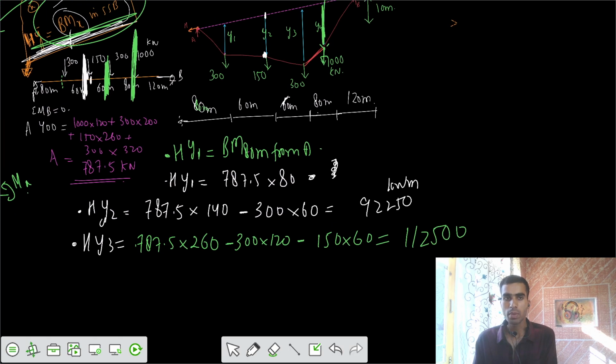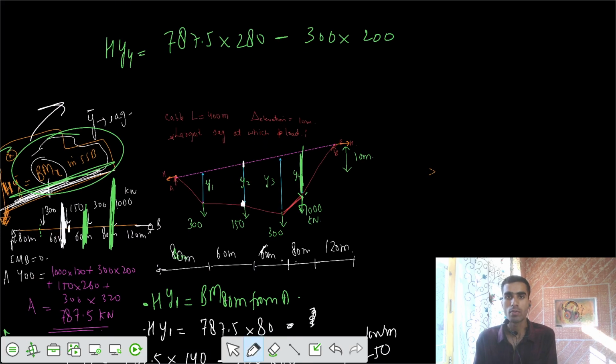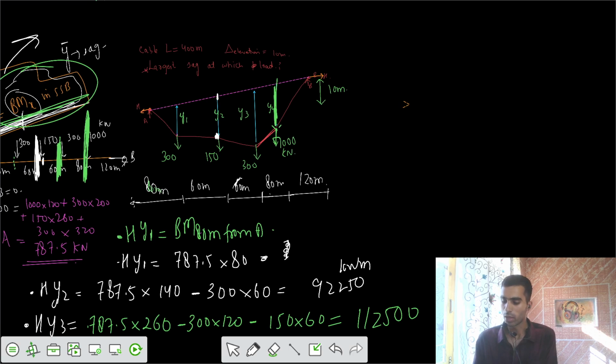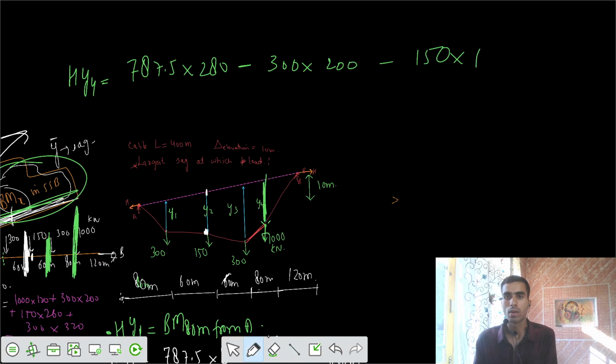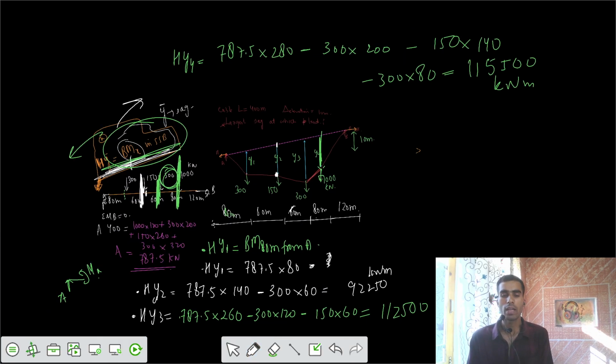Yeah, 120 plus 80, that's 200. Length of 200. Minus your 150 kilonewton, and length of 60 plus 80, that's 140. After that, we have one more load, that is 300 kilonewton and length of 80. So I write minus 300 into length of 80. What's that value equal to? This is 115500 kilonewton meter.